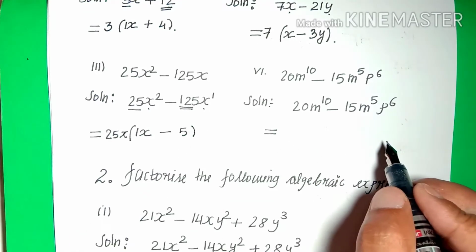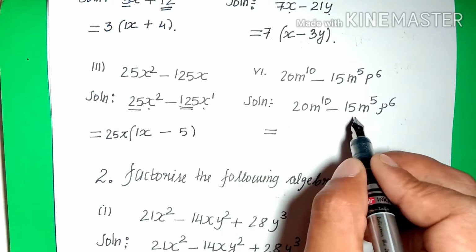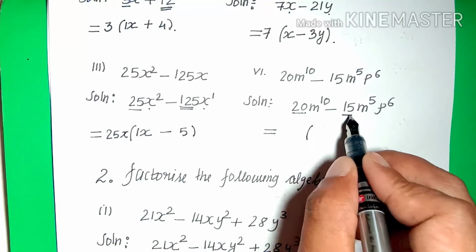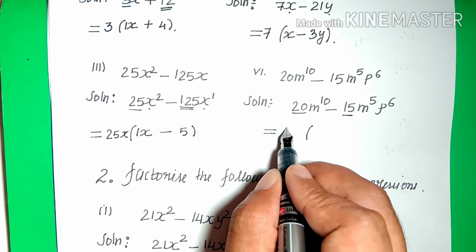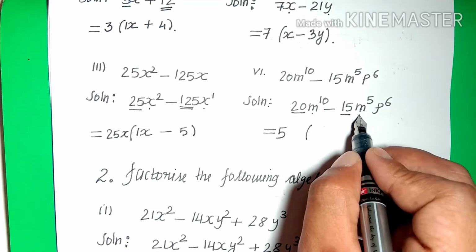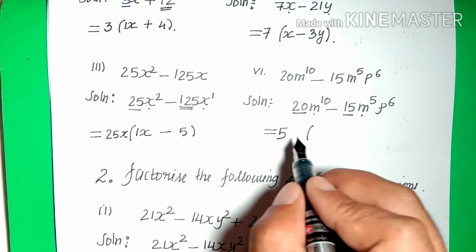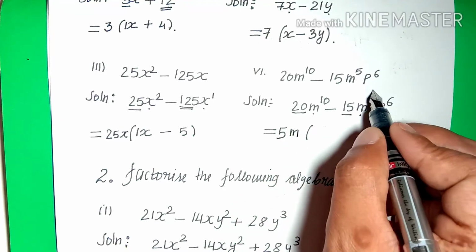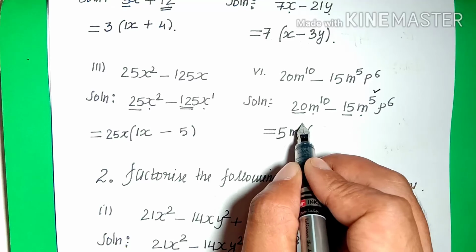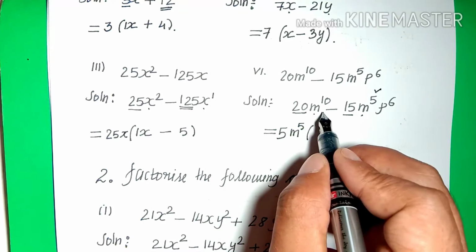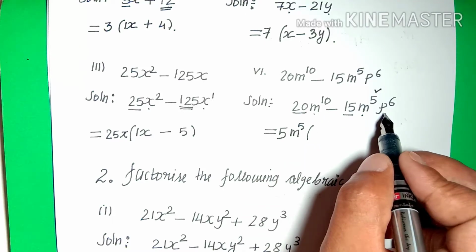The next one, we can see 20 and 15. Both numbers are divisible by the 5 table. After taking 5 common, we check the letter m, which is in both terms, which means we can take the m variable common, with the least power, which is 5. So we can take m raised to 5 common. Here there is p, and on the other side without p, that means we can't take p as common.